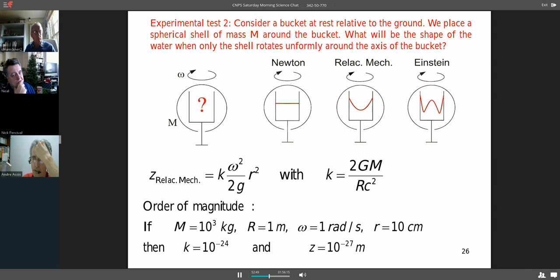This is the crucial point. I cannot rotate the set of stars and galaxies around the axis of the bucket, but I can rotate a real glass shell around the bucket and let the bucket be at rest relative to the ground, just like in this picture in my slide 26. So why don't we perform the experiment? Well, people have tried, but the effect is so small that we cannot detect it. But here, at least you see clearly the distinction between these three theories. Each one of them gives a different answer.